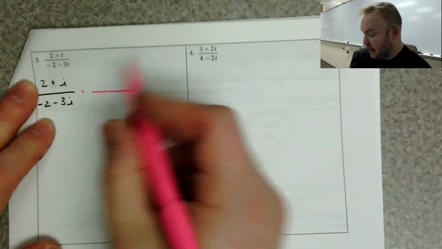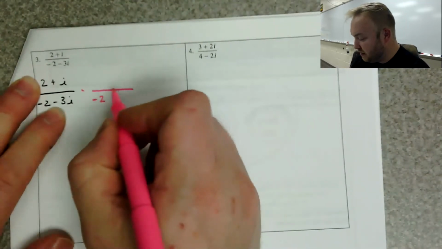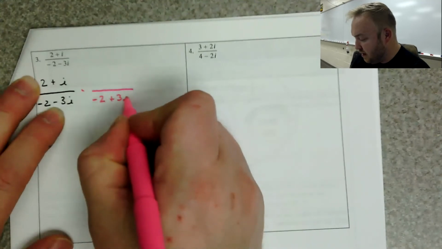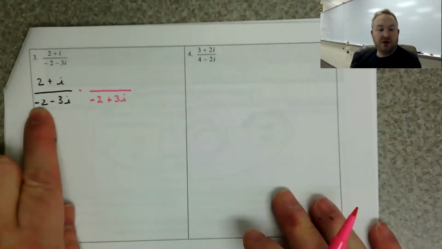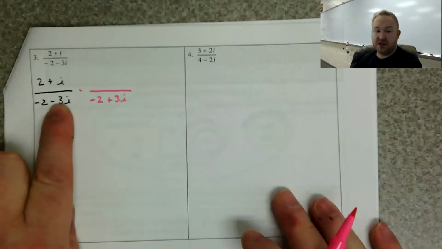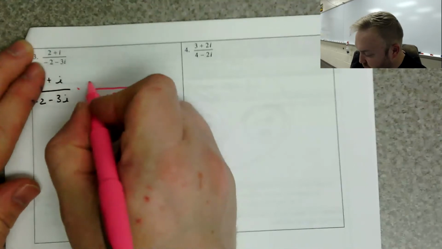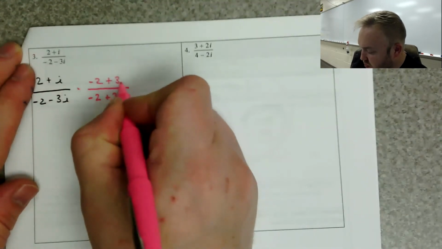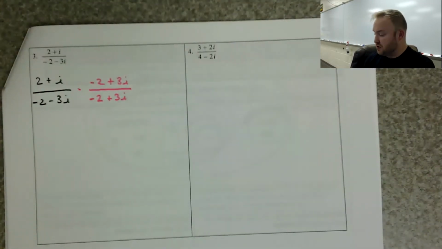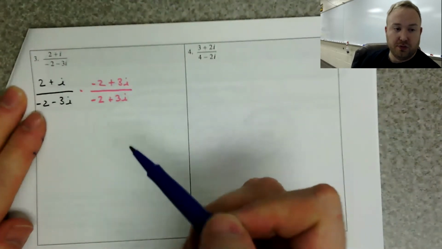So we're going to multiply by the conjugate of the denominator, which in this case would be -2 plus 3i. Notice that the negative on the 2 stays the same. It's only the i part that we change the sign of. We have to multiply by that in the numerator as well. And now let's just start multiplying. So we're going to have to actually FOIL in the numerator here.